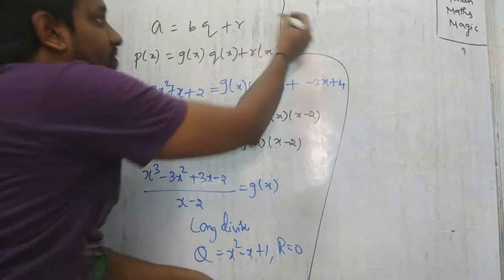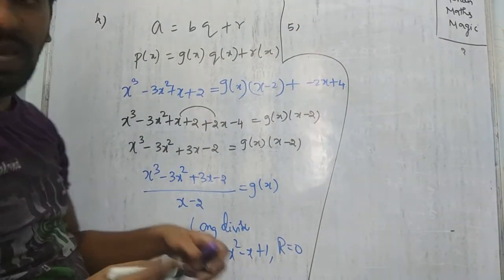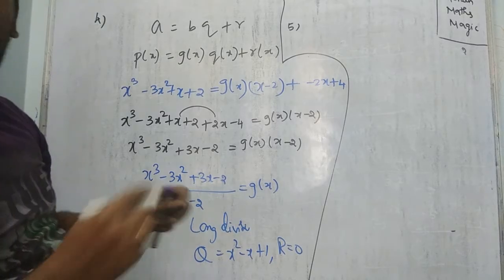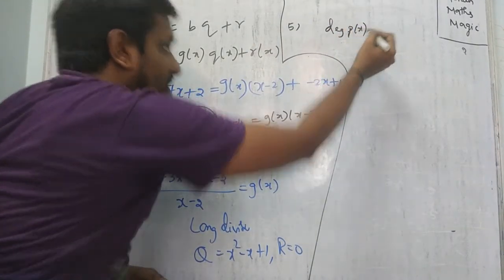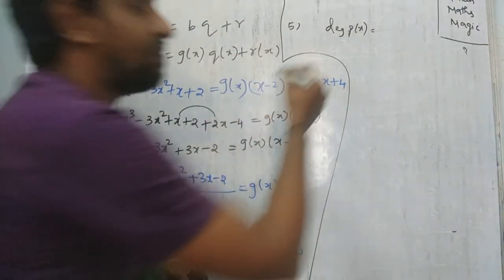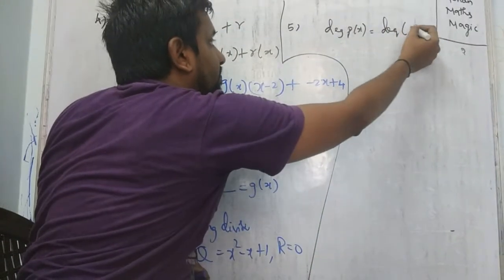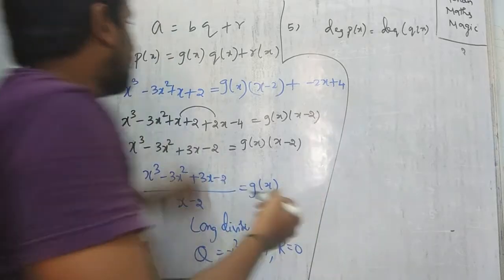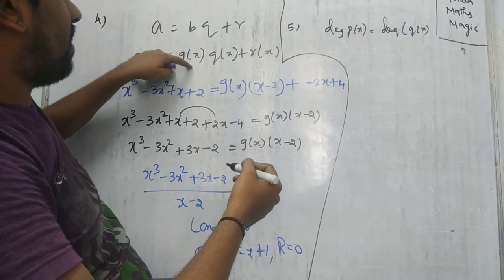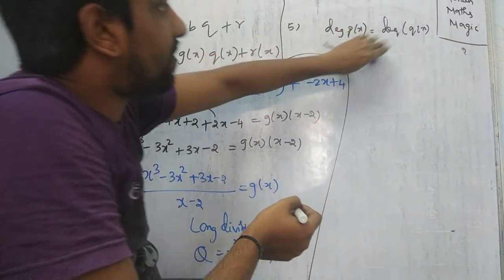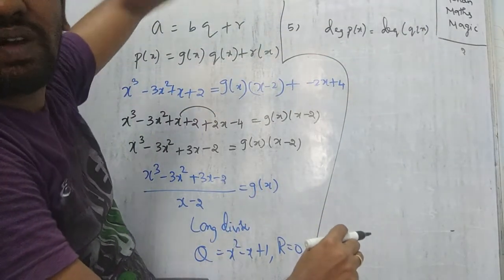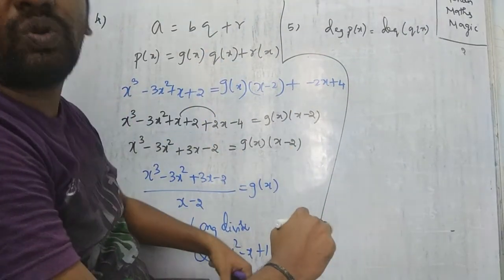Okay, so the fifth Roman is a reasoning type. The degree of p of x equals the degree of q of x. First, what are p of x and q of x? p of x is the dividend, g of x is the divisor, q is the quotient, and r is the remainder. They say to create a polynomial such that p of x and q of x have the same degree.